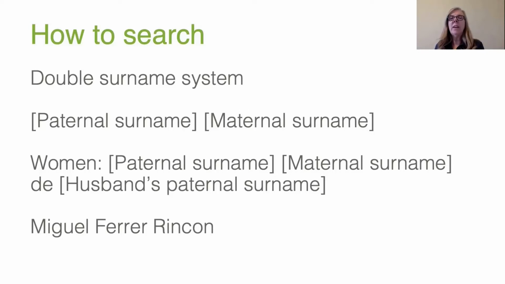For Miguel Ferrer Rincon, Ferrer is his father's surname and Rincon comes from his mother's surname. It is also not uncommon to see the letter Y, meaning and, in between the two surnames, such as Miguel Ferrer y Rincon. So keep all of this in mind when you're searching. It will help you in your searches to be more successful.